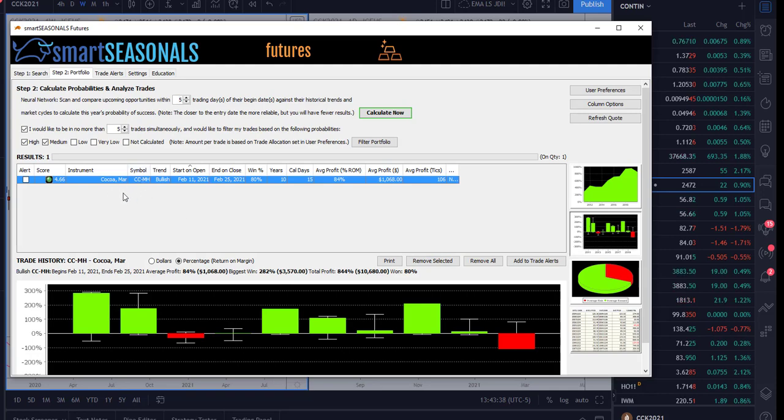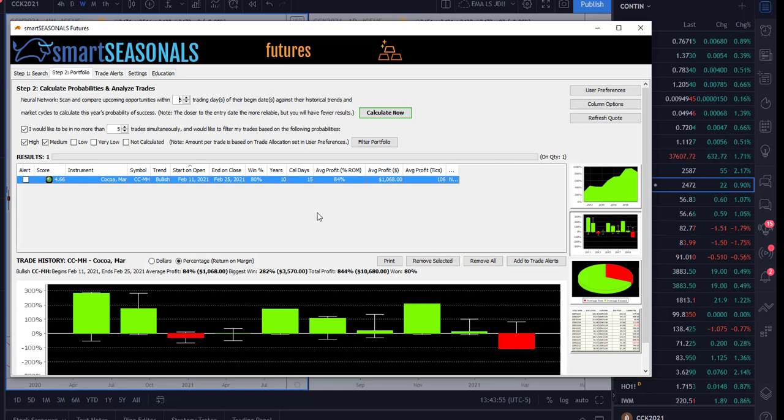So the trade calls to get long here right around the 10th or 11th or so of February, with an end date right there towards the end of February. So it's not an extremely long trade. We're looking for about a couple weeks max, nothing that we want to particularly get married to.